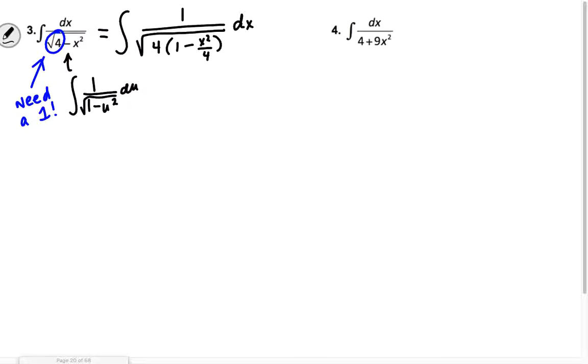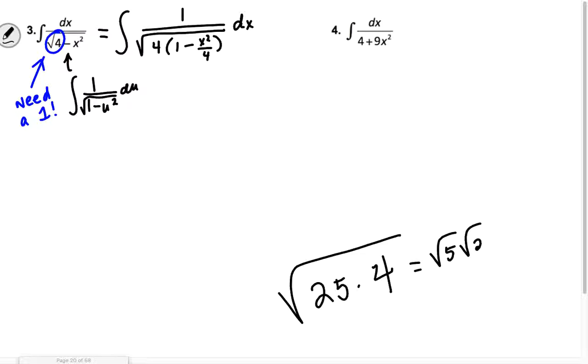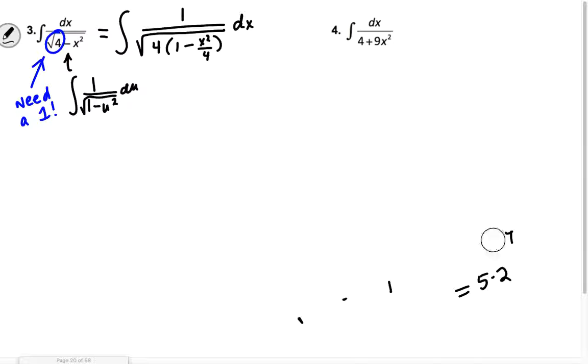Someone in the last class was asking about this next rule. Do you guys remember like in Algebra 2 when we talked about like 25 times 4? You could multiply it and get 100 and then take the square root. Or you can take the square root of each piece, square root of 25 and square root of 4, and say, oh, it's going to be 5 times 2, which is 10. Right? You guys remember that rule? That's what we're doing here. So we're going to break up the square root.